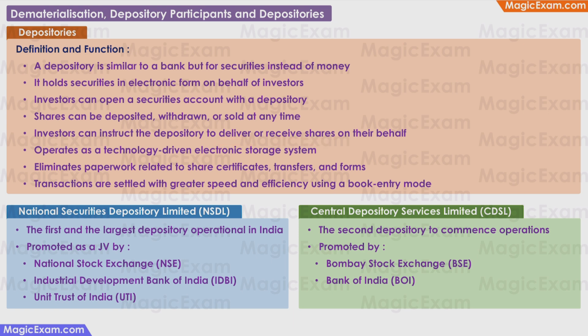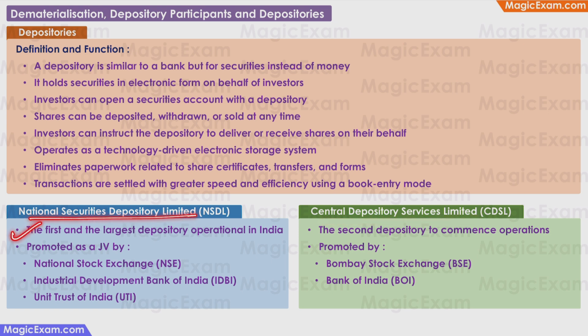Investors can instruct the depository to deliver or to receive shares on their behalf. A depository operates as a technology-driven electronic storage system for electronic securities. Depositories eliminate the paperwork related to share certificates, transfers, and various other forms. And the transactions are settled with greater speed and greater efficiency using a book entry mode. There are two depositories in India, the NSDL, which is the National Securities Depository Limited, and CDSL, that is Central Depository Services Limited.